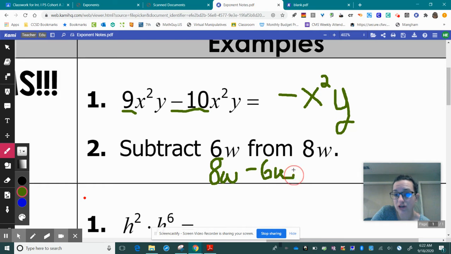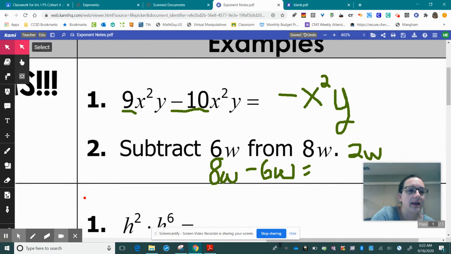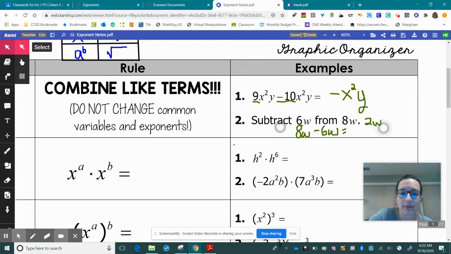Right, writing expressions, it's coming in handy. There we go. So if we have 8 waffles, then we eat 6 waffles. How many waffles are left? Well, we only got 2 waffles left. Ta-da! I guess we could have put equals. Easy. That part's not new, but it's something we're going to need.